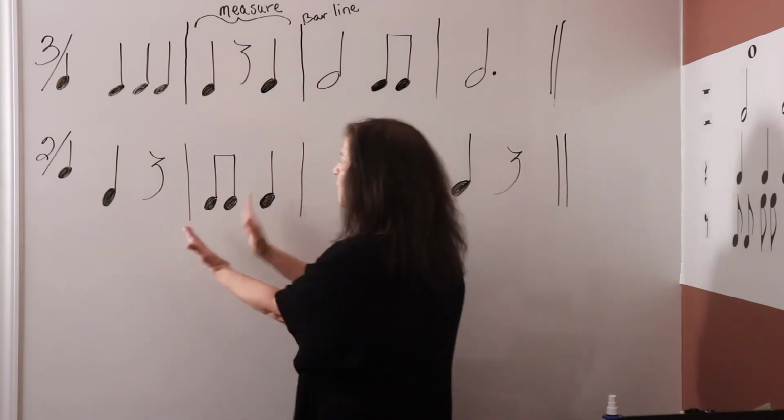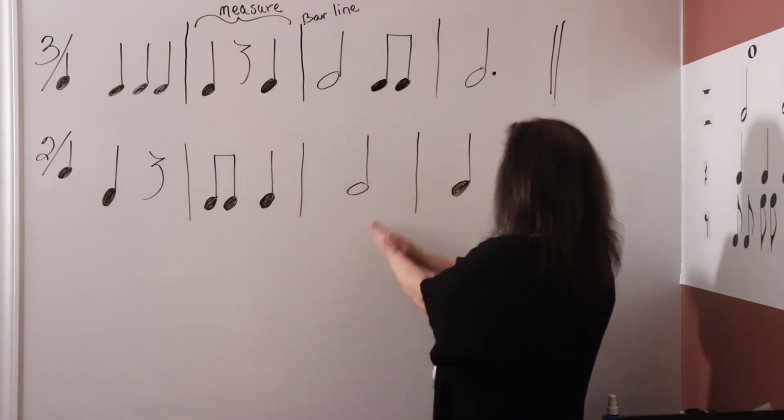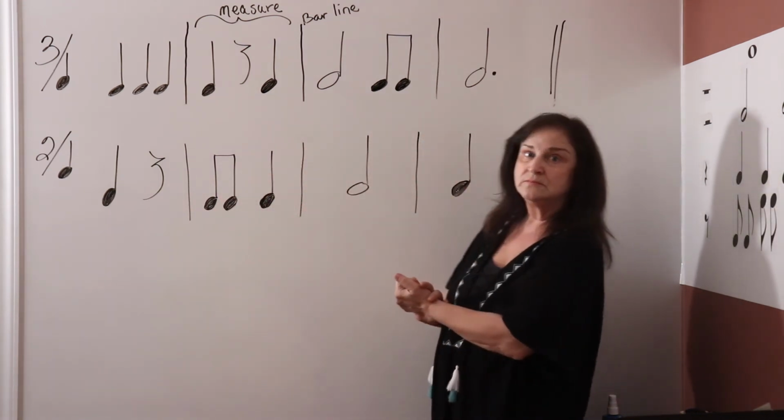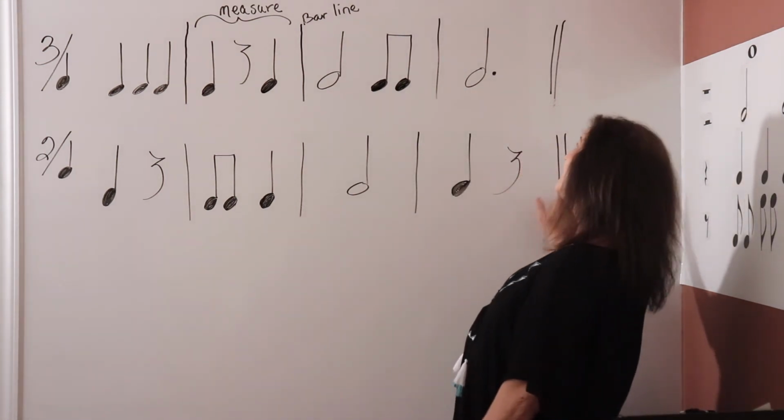So with our metronome keeping our steady beat, I'll count this while I clap. 1, 2, 1, and 2. 1, hold 2, 1, rest. And then of course ending with the double bar.